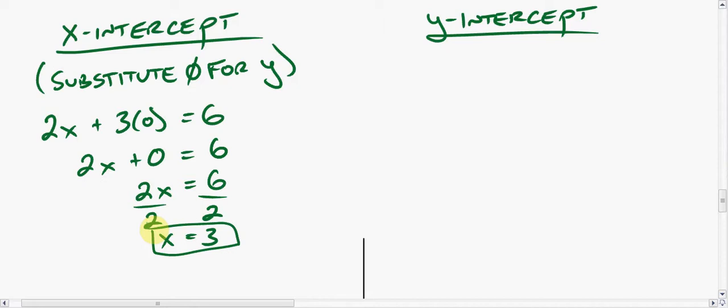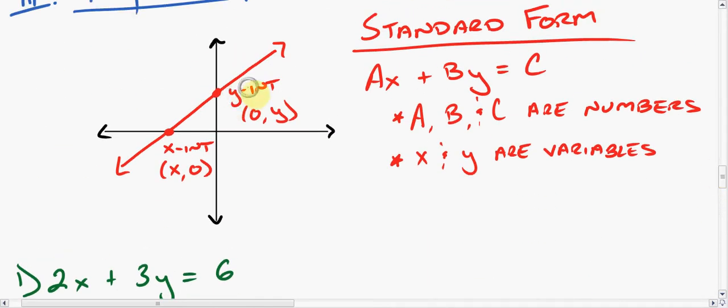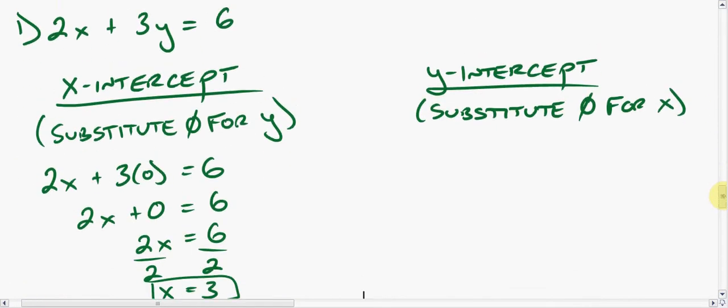I'm going to do the same thing for the y-intercept, only instead of substituting 0 for y, I'm going to substitute 0 for x. The reason for that is, what's at the y-intercept? What's the value of your x? 0. So you're going to substitute in 0 for x.